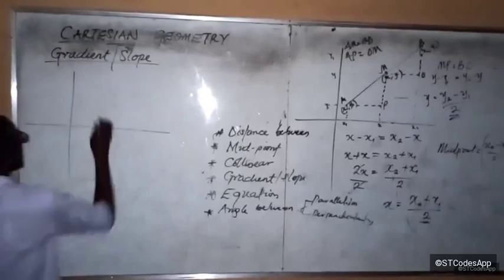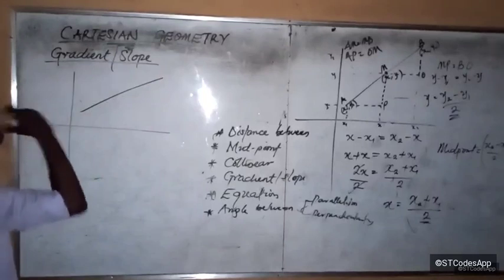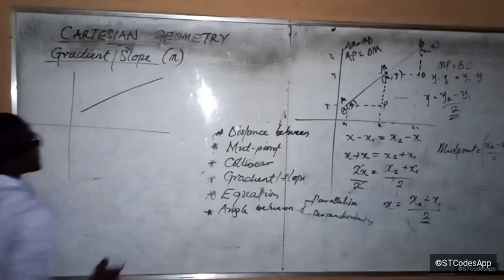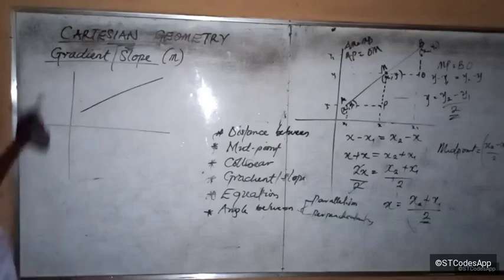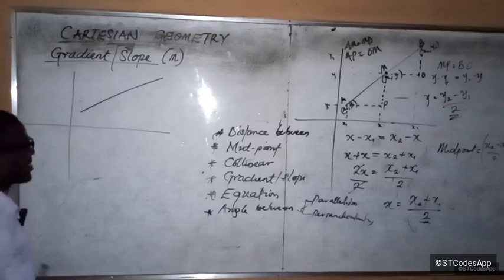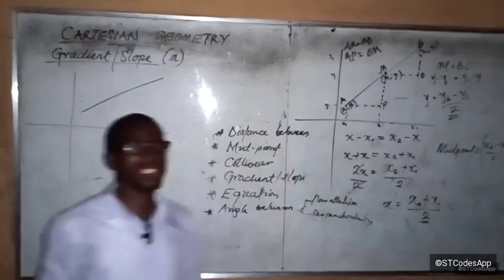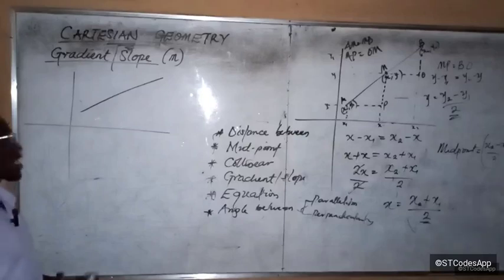So if I have a line like this, and you are told to find the gradient, the first thing is to understand that gradient is represented by the letter m generally. I don't know why, but it looks like it's supposed to be G or S. But the first thing you must know about gradient is that gradient simply means the slope of something, that is how slopey something is.